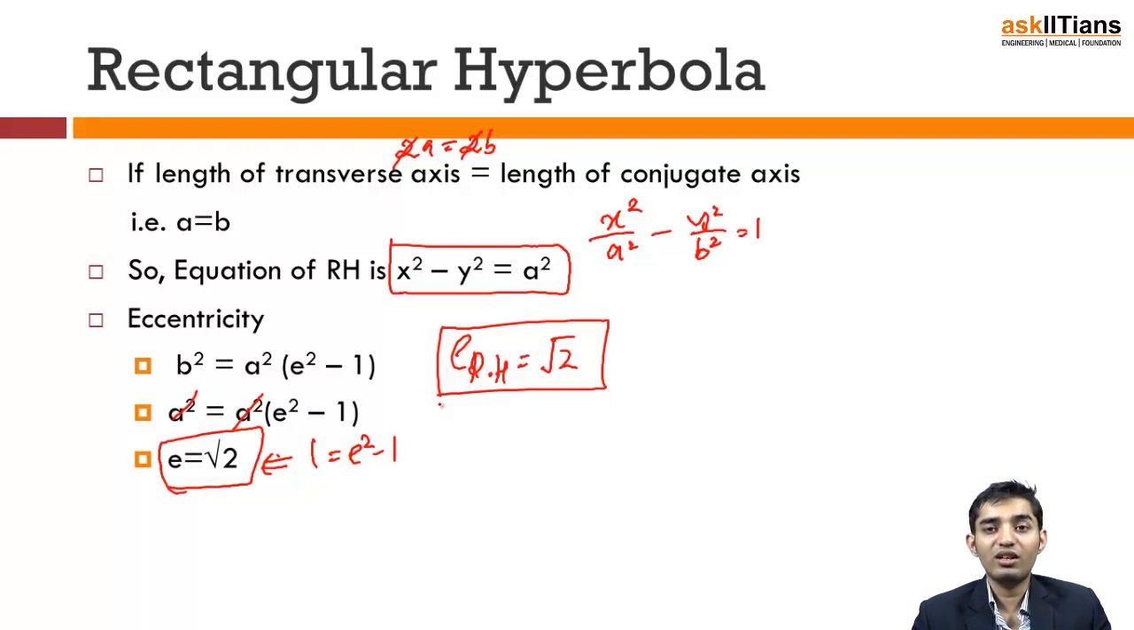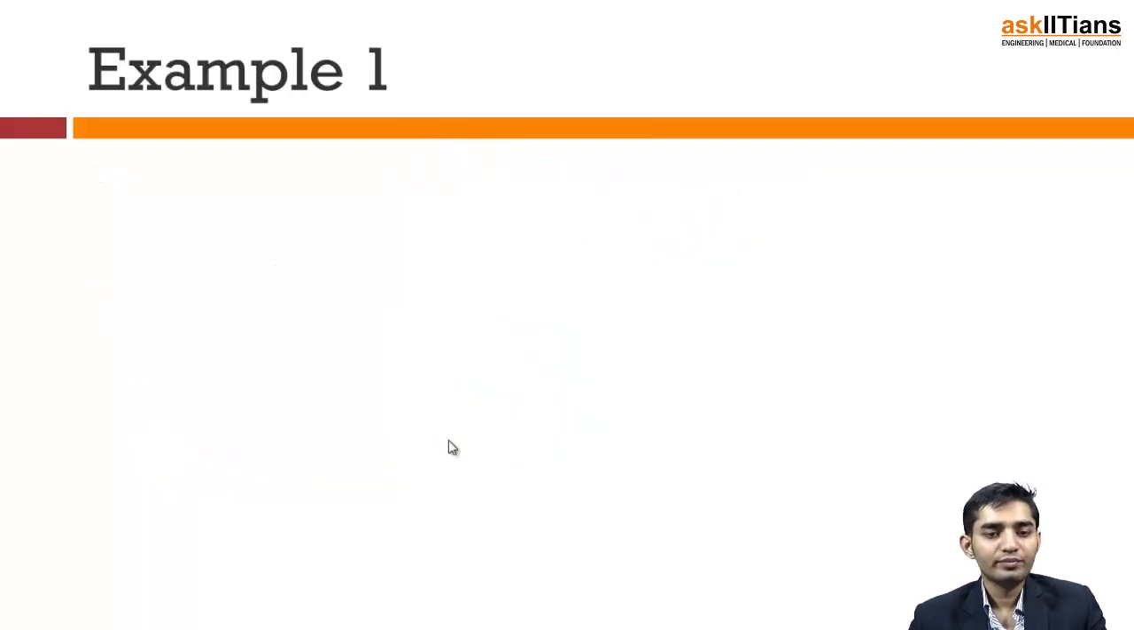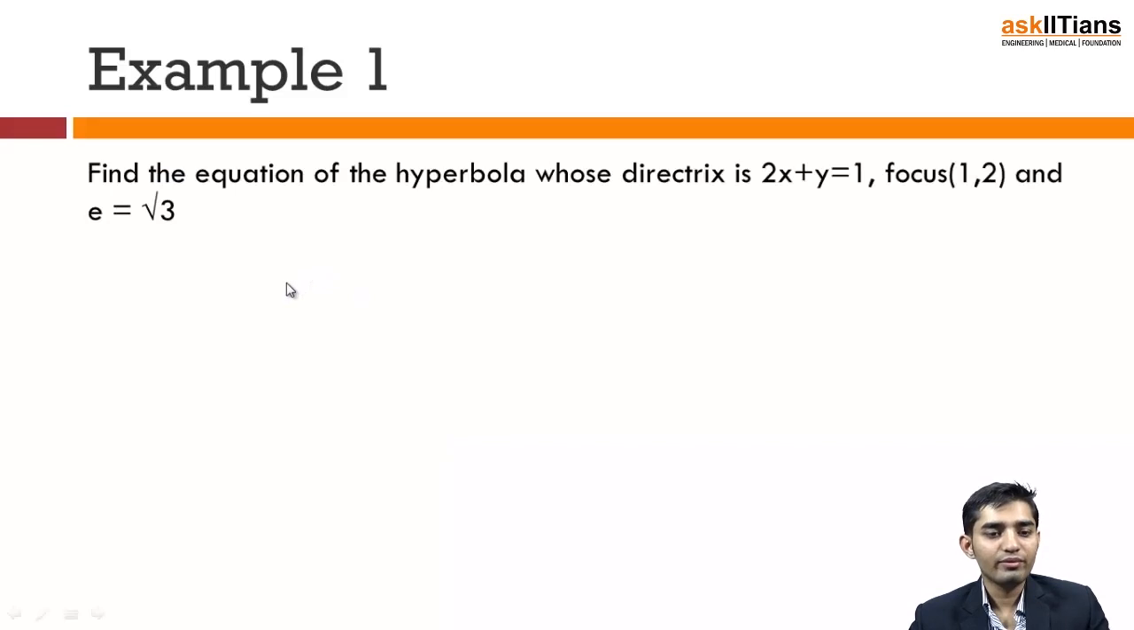So if somewhere in the question it is mentioned that there is a rectangular hyperbola, eccentricity will be root 2 simply, okay? And a equal to b, so eccentricity equal to root 2 and a equal to b. These are the 2 points you should remember for rectangular hyperbola, okay? Now let us solve some problems, right? So that you can get a feel of how questions can come, right?